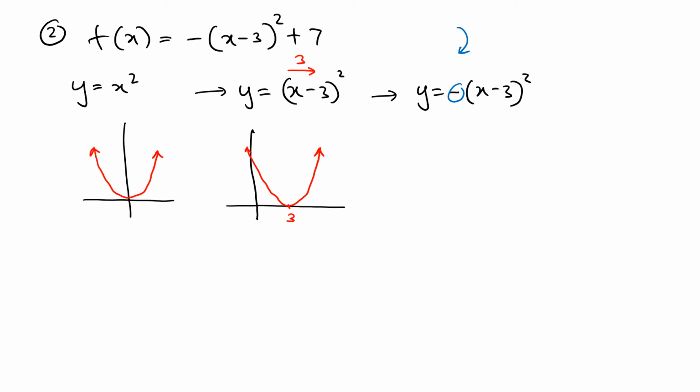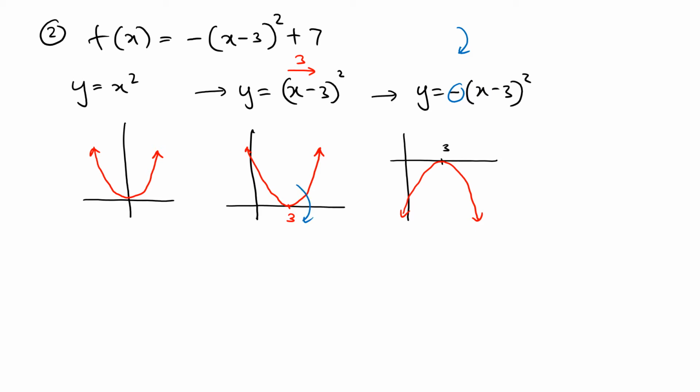So plus becomes minus, minus becomes plus. So that means I'm going to switch the axis a little bit. So what's going to happen? It's going to flip over. The point 3 is still at the same place, but the graph flips over. So that means your graph is going to look like this. So what happened? This one flipped about the x-axis.